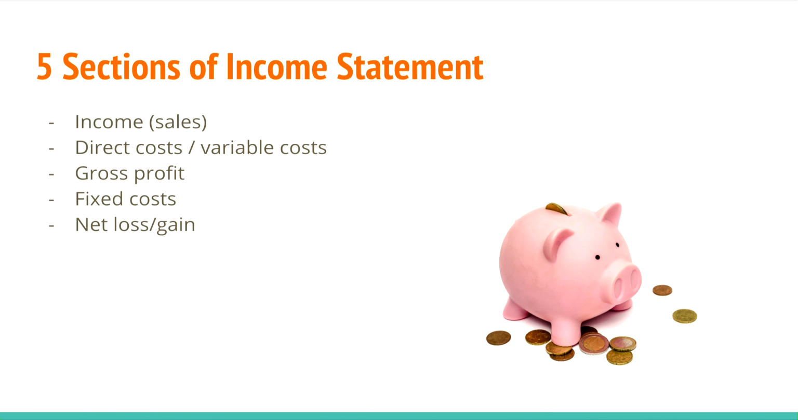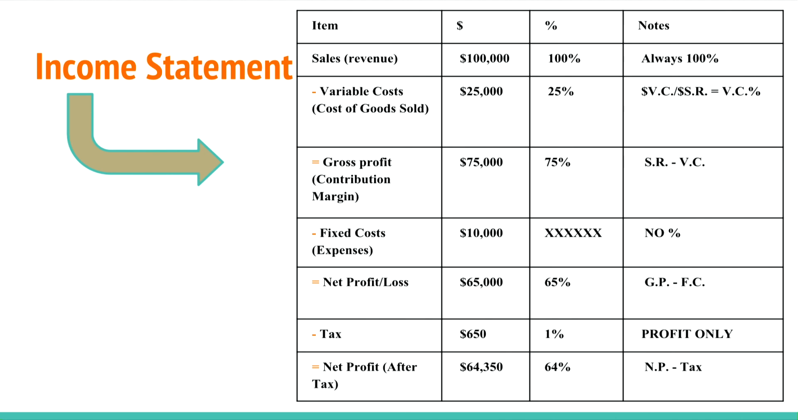There are 5 total sections of the income statement. These sections are income, which is also known as sales, your direct costs, variable costs, your gross profit, fixed costs, as well as net loss and net gain. Here's an example of an income statement. The income statement is divided up into different parts. You have the item, the dollar, the percentage, and notes for your benefit.